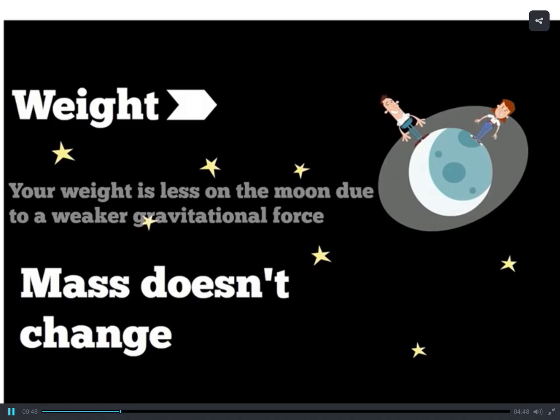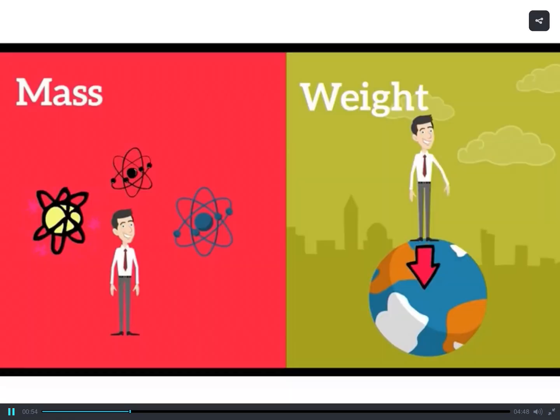So your weight is less on the moon due to something called a weaker gravitational force, but your mass doesn't change. Mass is the amount of substance that makes up an object. So all the things inside you make up your mass. The units of measurement to express mass are what we call kilograms.